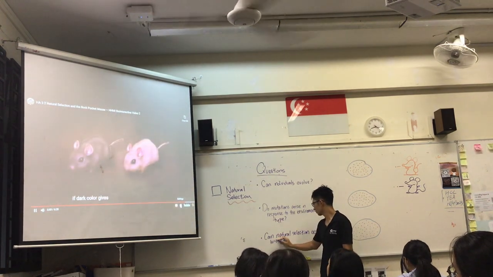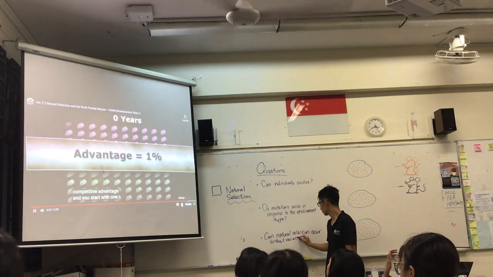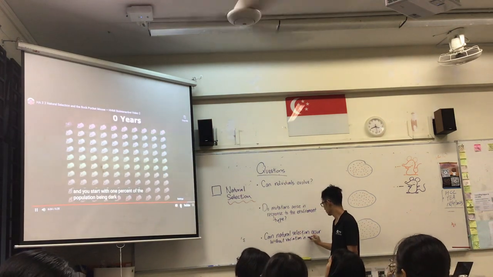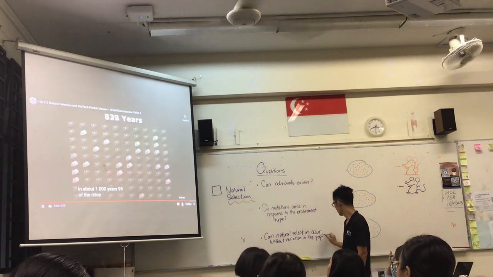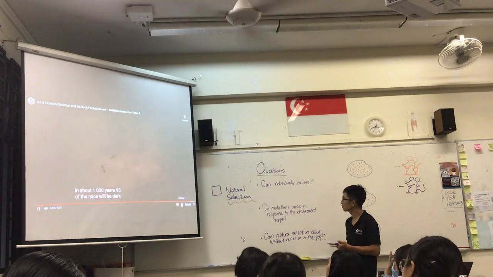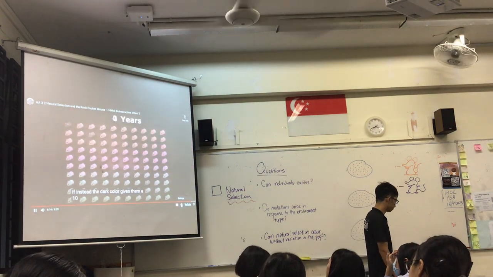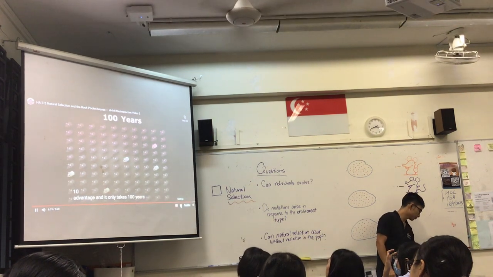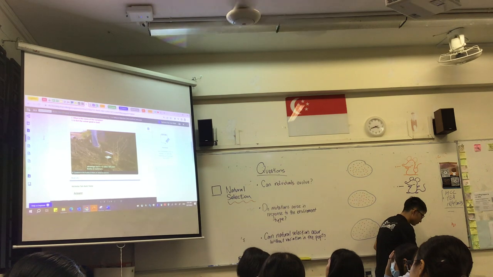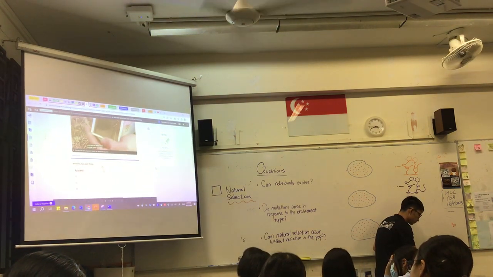If dark color gives mice a 1% competitive advantage, and you start with 1% of the population being dark, in about 1,000 years, 95% of the mice will be dark. If instead the dark color gives them a 10% advantage, then it only takes 100 years. Thanks to Nachman's mice, science has an example of evolution crystal clear in every detail.